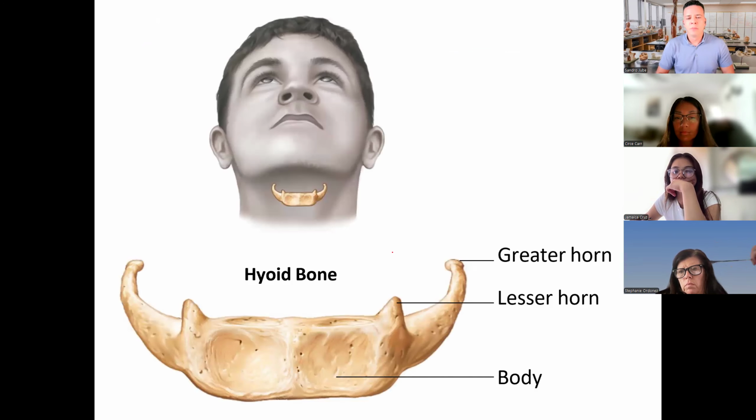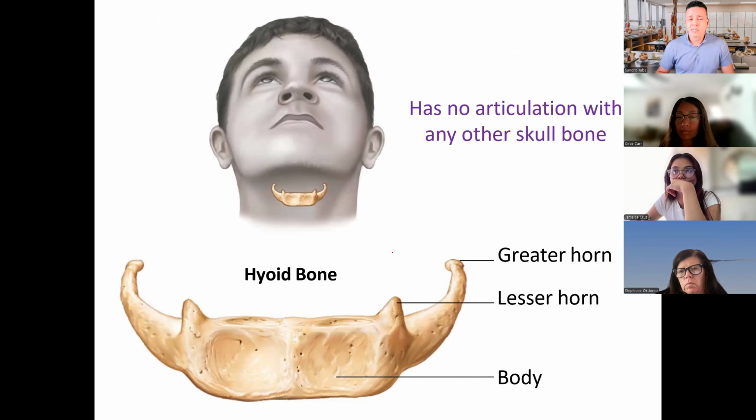Let's talk about this bone right here, which is what we call the antisocial bone. Why is it called the antisocial? The hyoid bone is called the antisocial because it does not articulate with any other skull bone. What does articulation mean, folks? Touching. That's what articulation means. When one bone touches another bone and it forms a joint, that's a point of articulation.